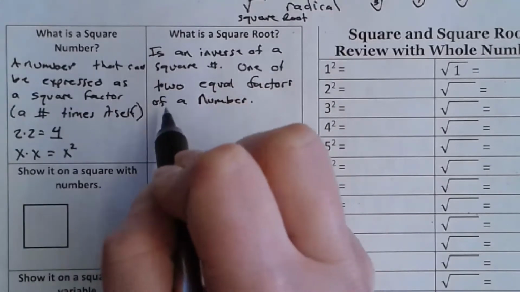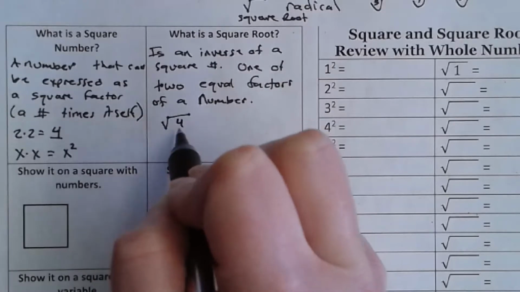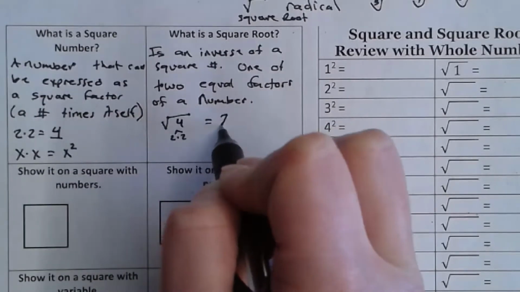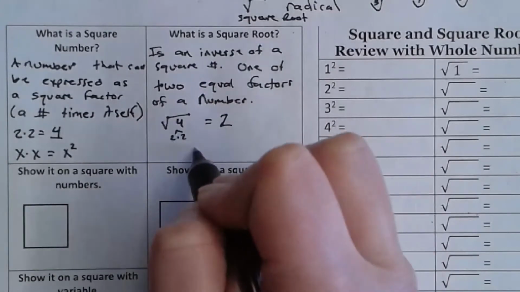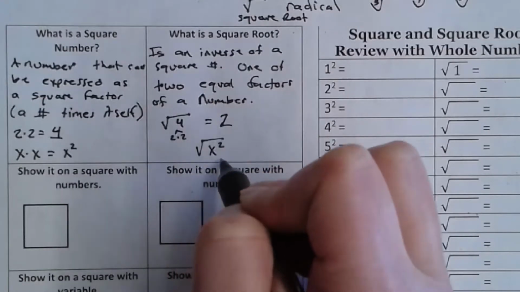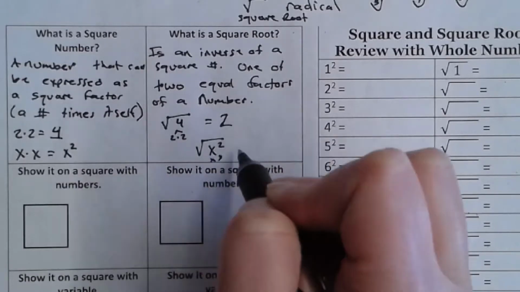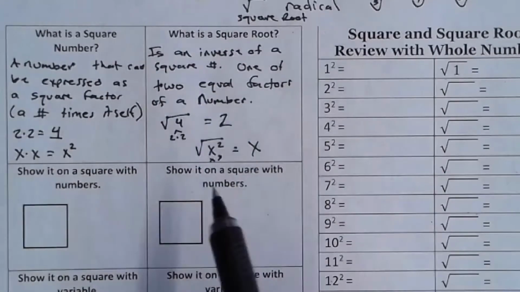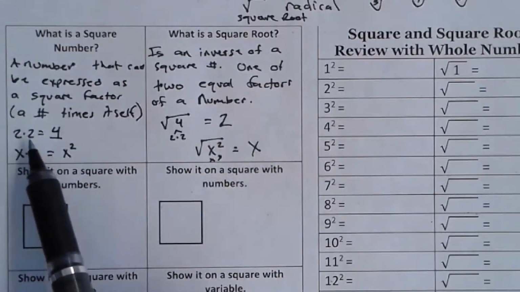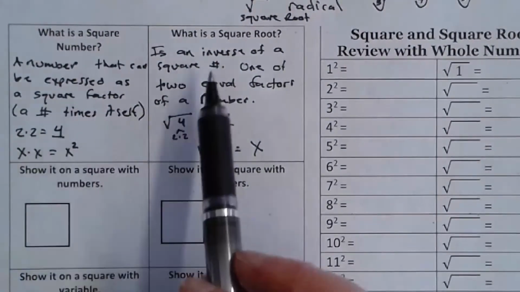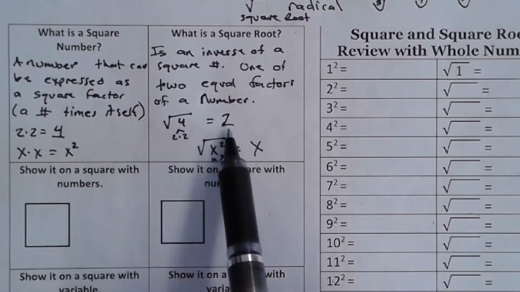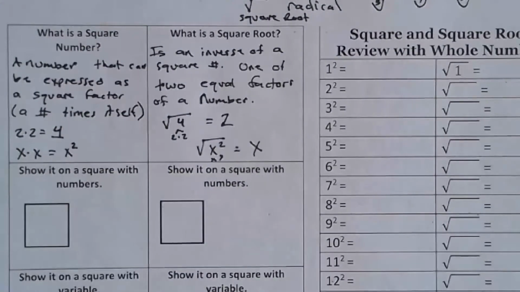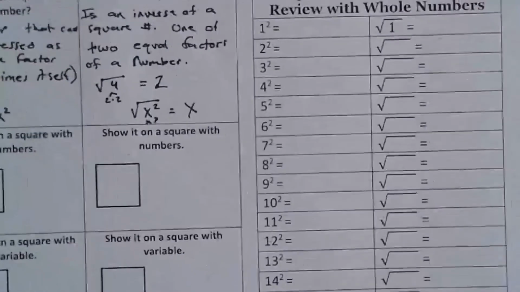So if I looked at the square root of 4, it's made up of 2 and 2, two equal numbers. The square root of 4 is just 2. If I looked at the square root of x squared, that's x times x. So the square root of x squared is x. So a squared number is two things multiplied that give you a number, 4, and a square root takes that number and splits it up into two equal numbers and says, okay, the square root of 4 is 2. We should be fairly familiar with these.